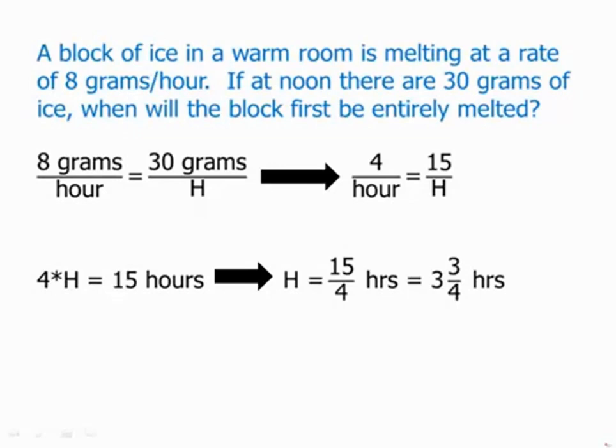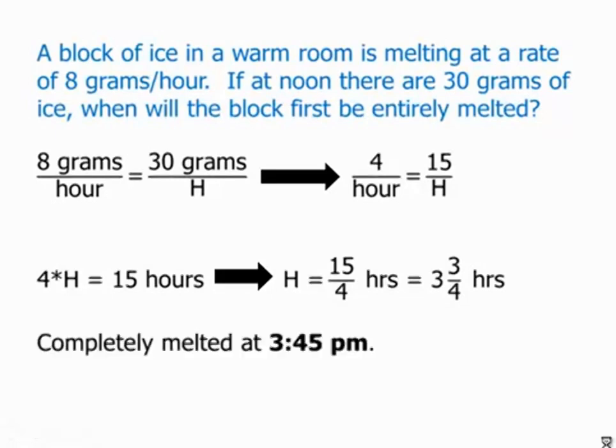We're asked when, which is actually a clock time. So we started at noon. 3 hours later would be 3 p.m. 3/4 of an hour is 45 minutes. So that means it's completely melted at 3:45 p.m.